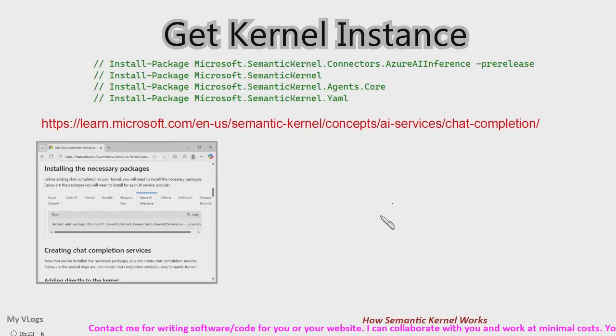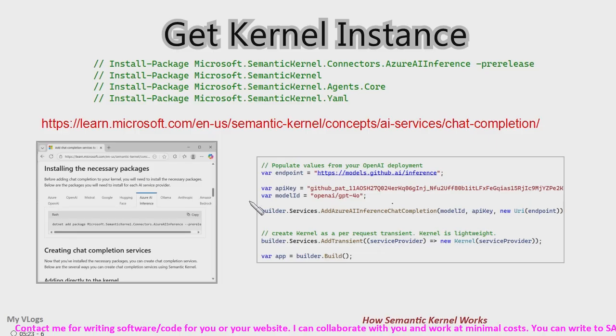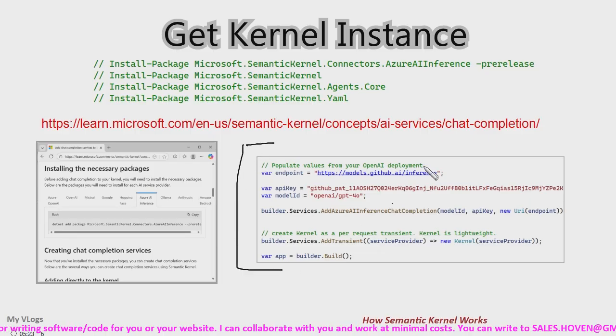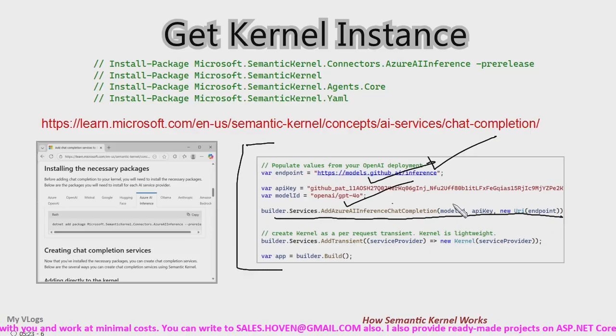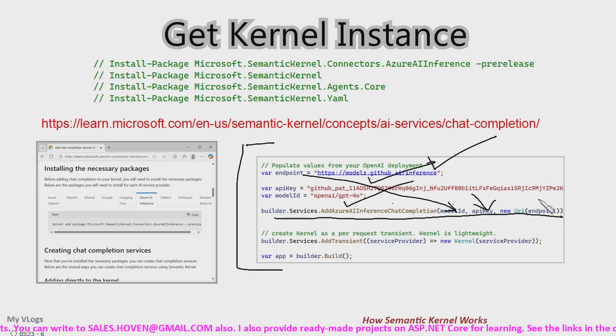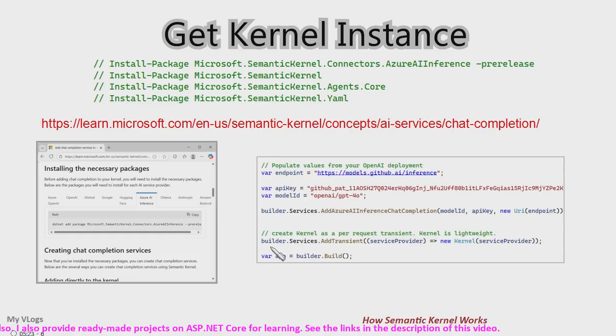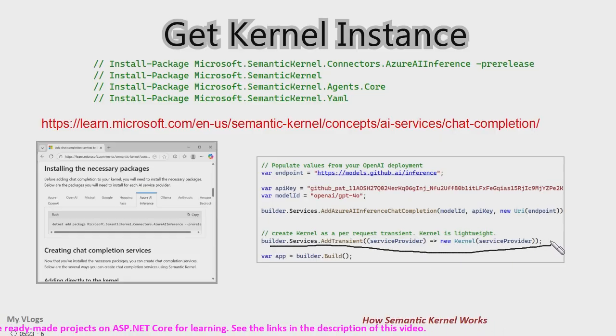So let's come back. This is the code extract that I have given. Endpoint, you will enter this API key and model ID. So this is where you will use them, and then you will have to add this kernel as a transient. This is for ASP.NET Core that I am showing.